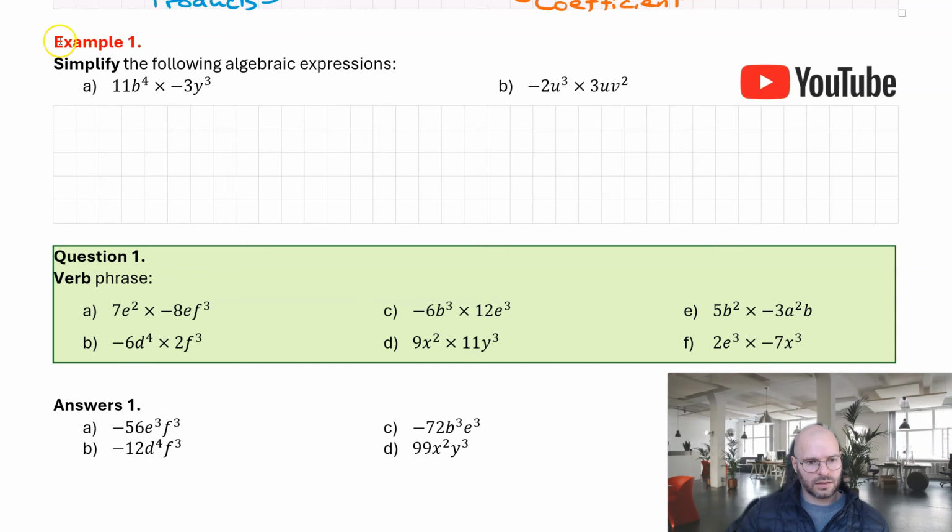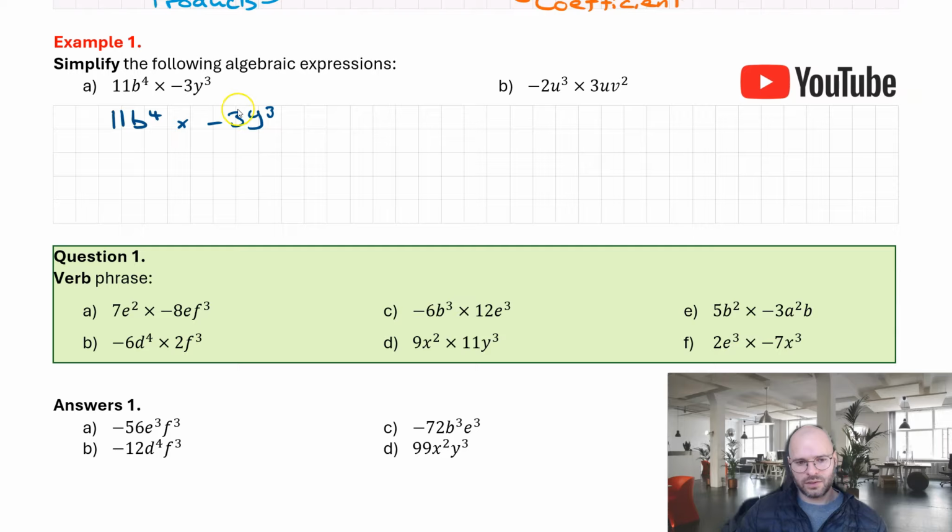Example 1. Simplify the following algebraic expressions. We have 11b to the power of 4 multiplied by negative 3y to the power of 3. Now, we use the word simplify here, but we haven't spoken about what that even means. When we say simplify, what we're asking for is an expression written in such a way that there is a singular coefficient and all the variables are in alphabetical order.